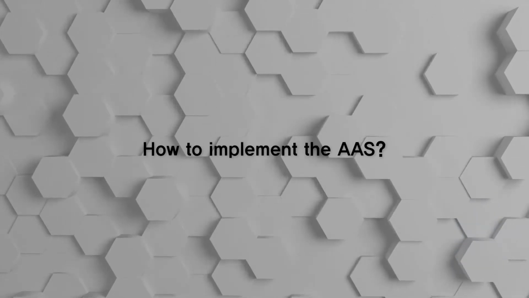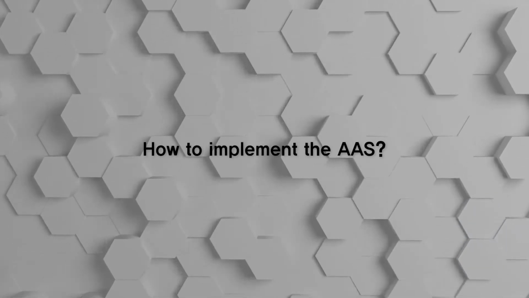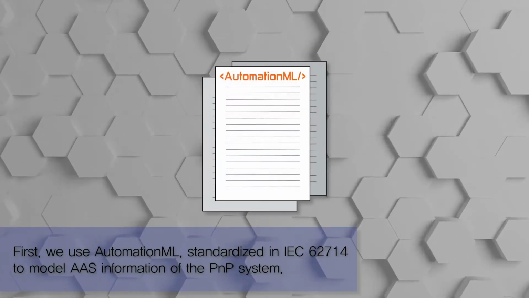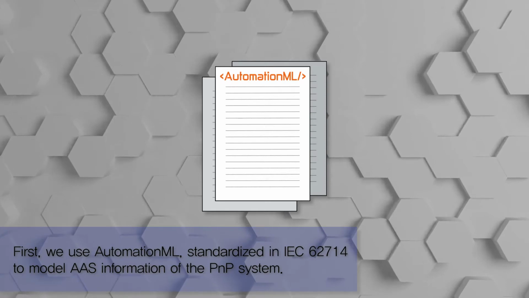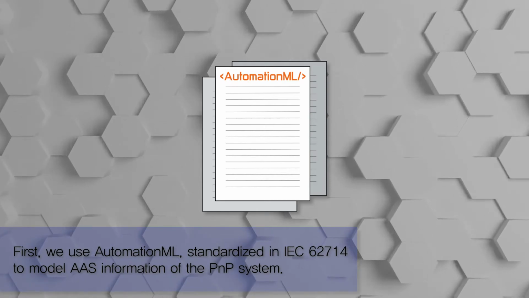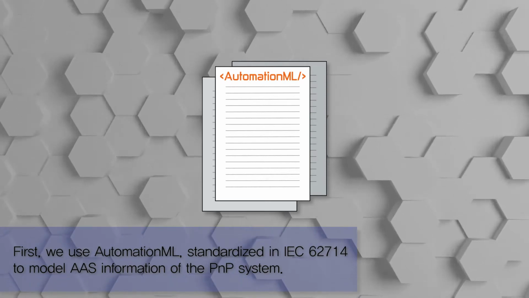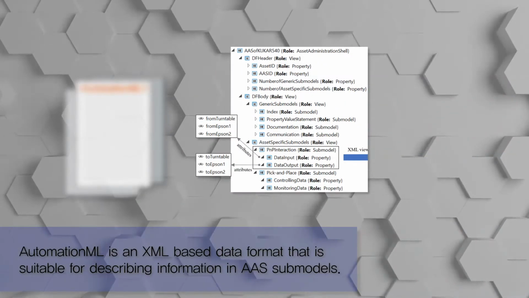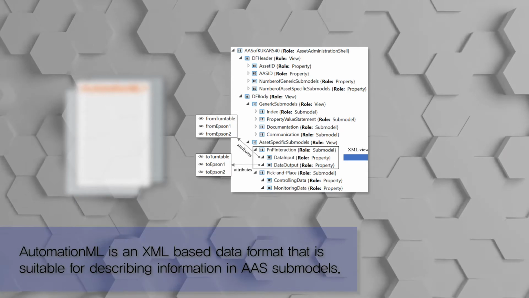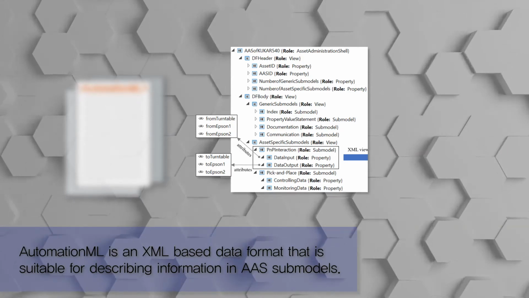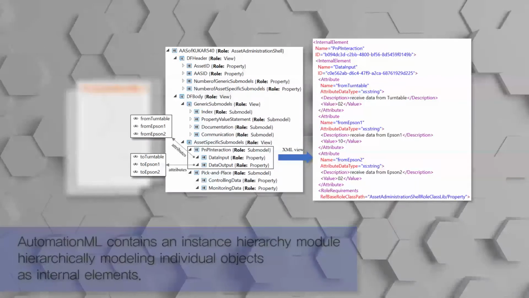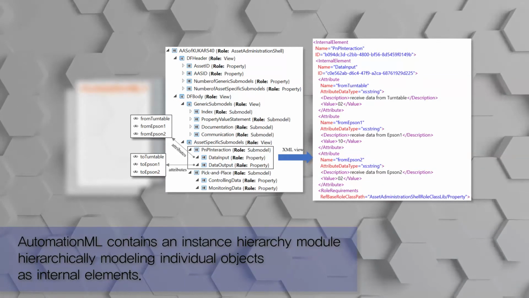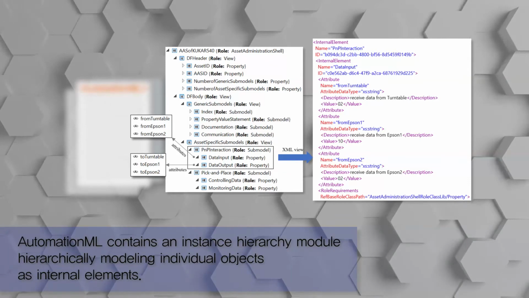How to implement the AAS? First, we use AutomationML, standardized in IEC 62714, to model AAS information of the PnP system. AutomationML is an XML-based data format that is suitable for describing information in AAS submodels. AutomationML contains an instance hierarchy module, hierarchically modeling individual objects as internal elements.